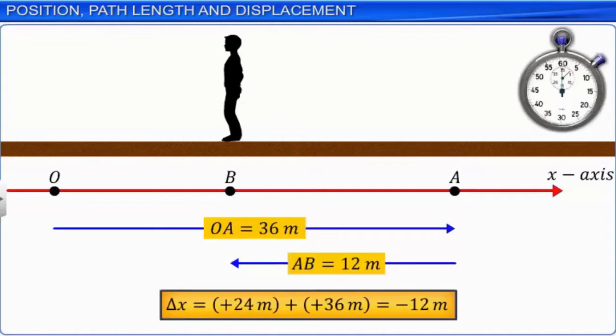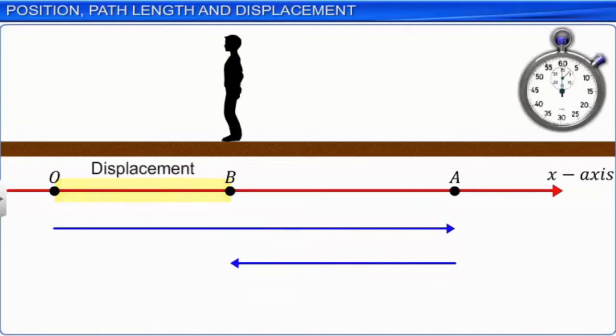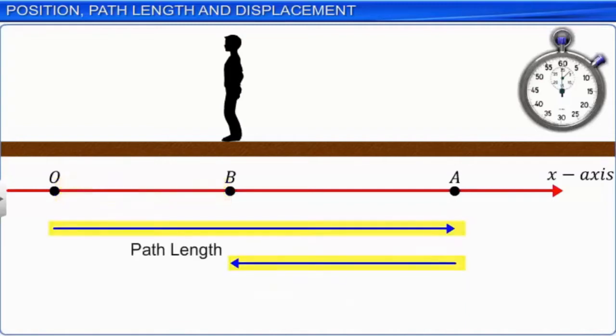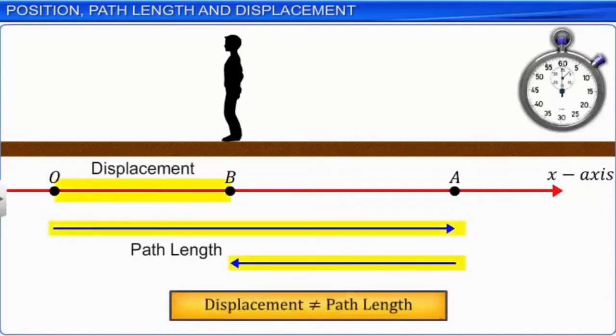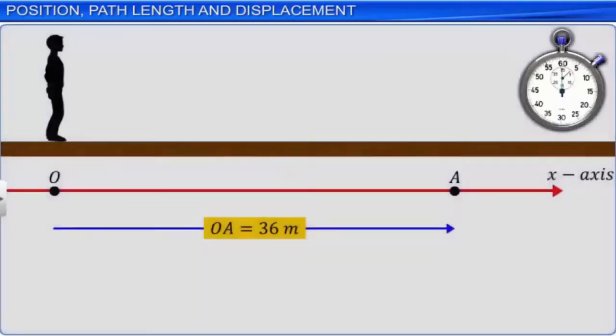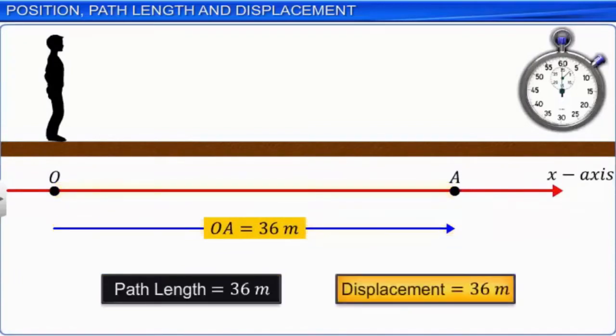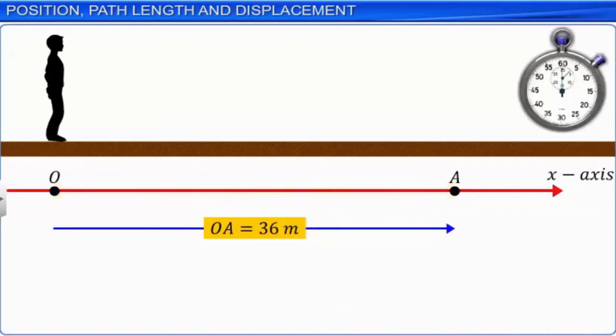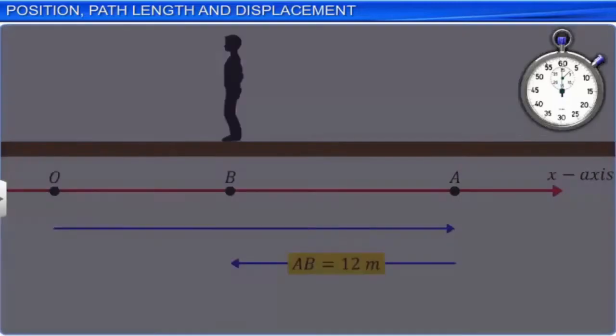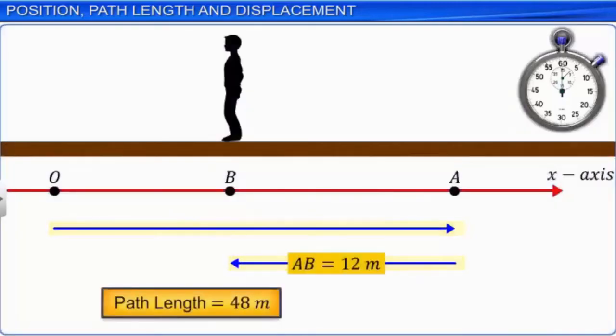The magnitude of displacement and the path length traversed by an object may or may not be the same. For the motion of the man from O to A, the path length is 36 meters, and the magnitude of the displacement is also 36 meters. For the motion of the man from O to A and back to B, the path length is 48 meters, whereas the magnitude of the displacement is 24 meters.